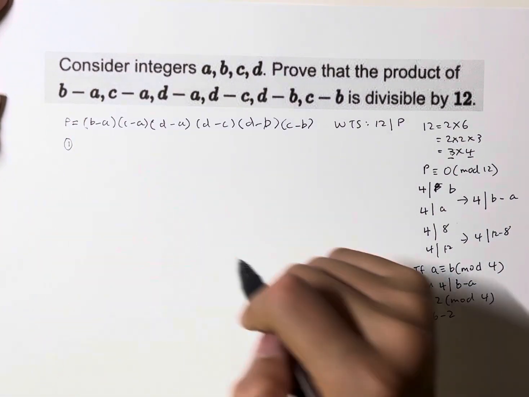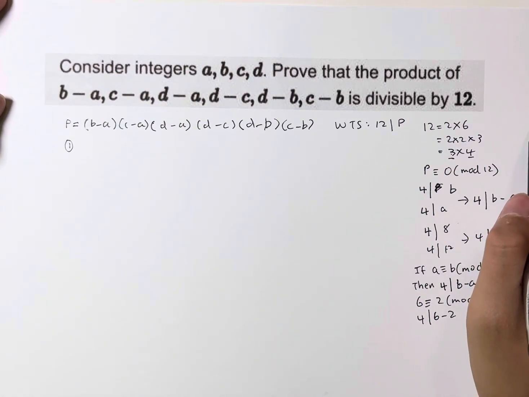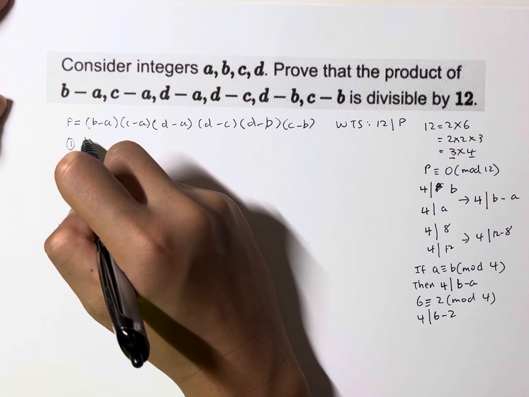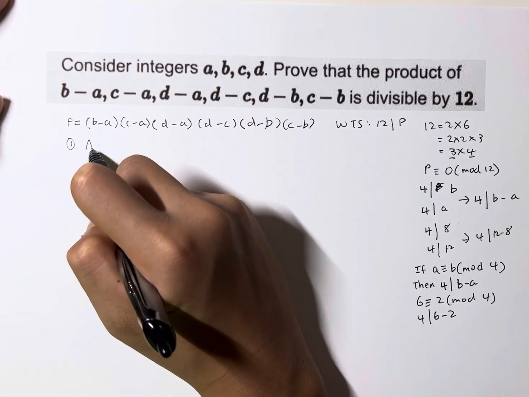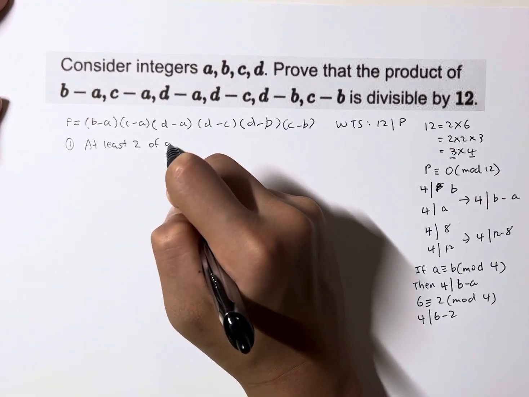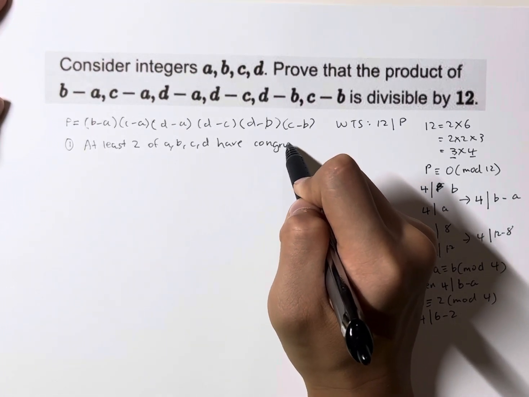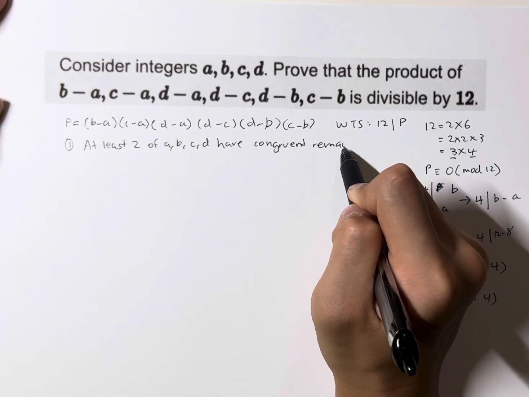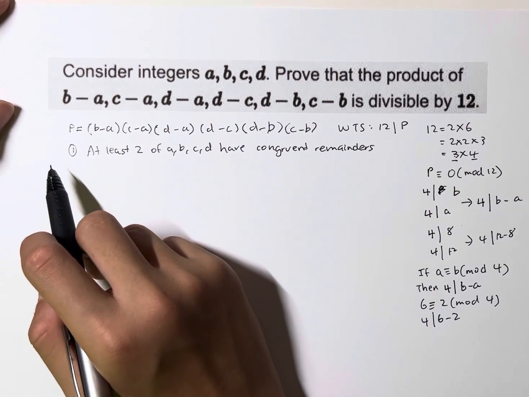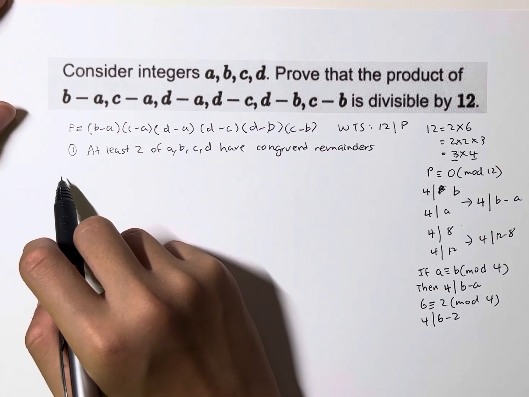Okay, knowing this, now let's tackle a, b, c, d. For 4, we can have 2 cases. The first is that at least two of a, b, c, d have congruent remainders, meaning that when divided by 4, the remainder is the same. The second case would be that they all have distinct remainders. But let's do the first one first.